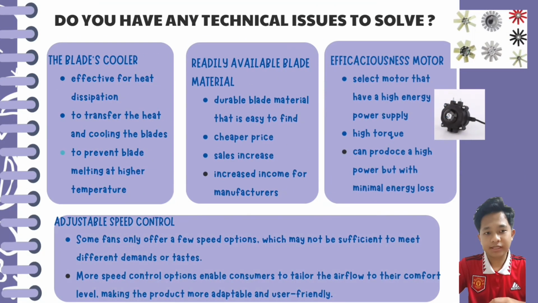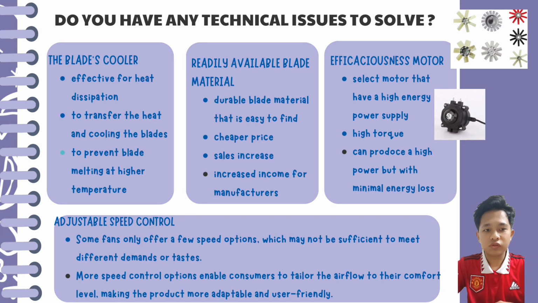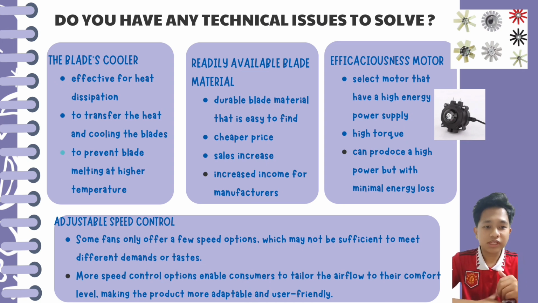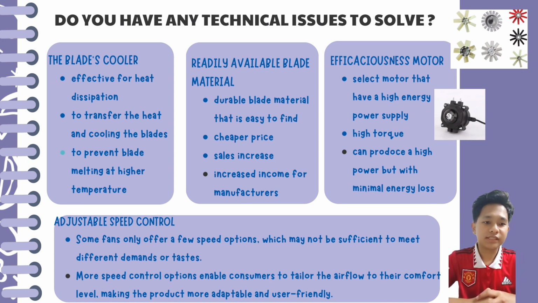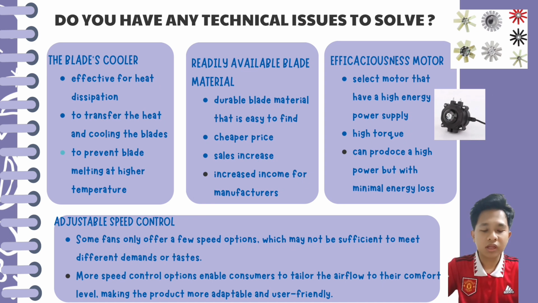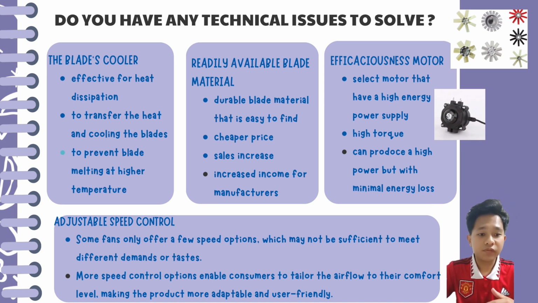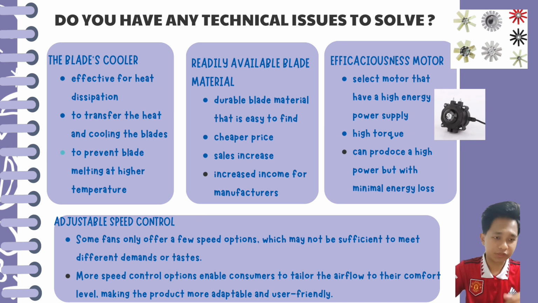So in this slide we can tell about the technical issues to solve. The first one is the blade cooler. We know the blade cooler is effective for heat dissipation. It can also transfer the heat and cool the blades, for example, to prevent blade melting at a higher temperature.